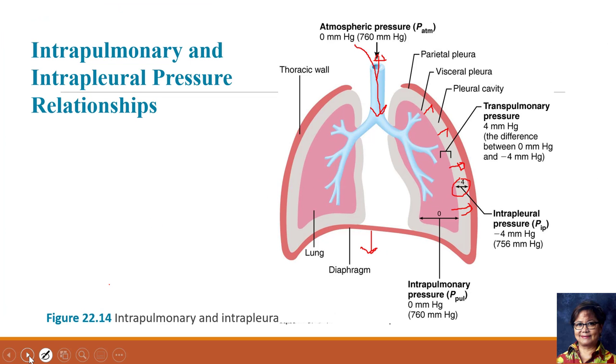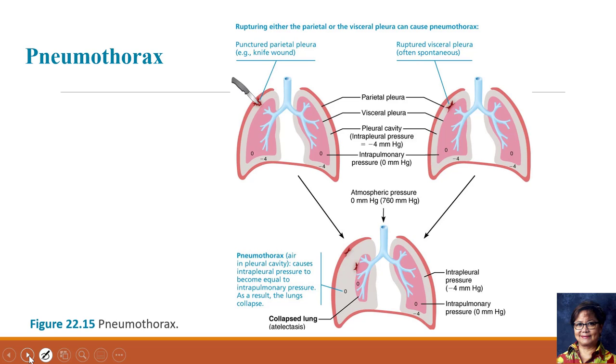So let's take a look at the next one. What happens when a person gets into a situation which we call pneumothorax? Pneumothorax could happen whenever there is a rupture, either in the parietal, that red area right there. Okay, the red area right there is actually the parietal pleura, or the visceral pleura.